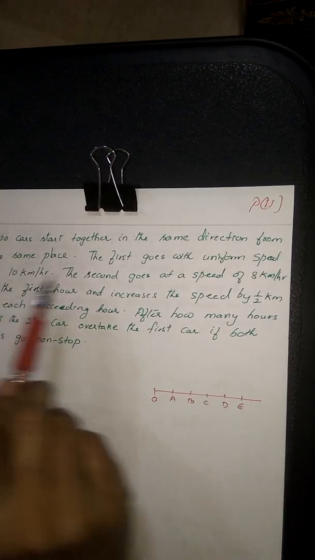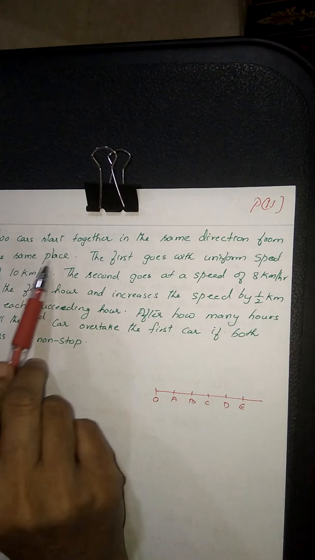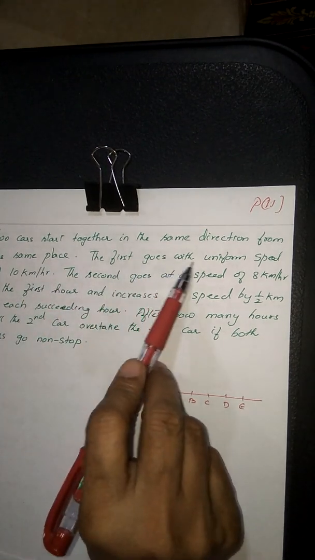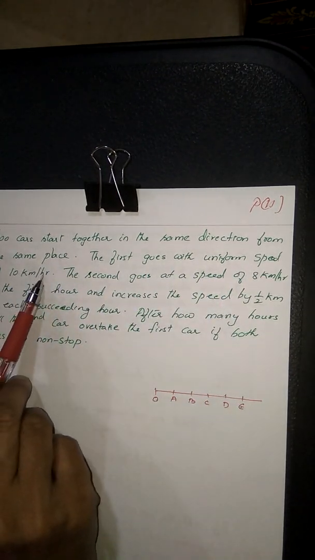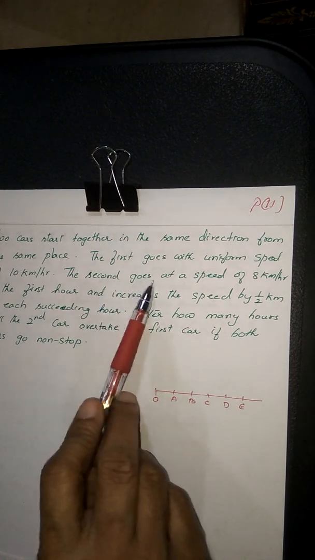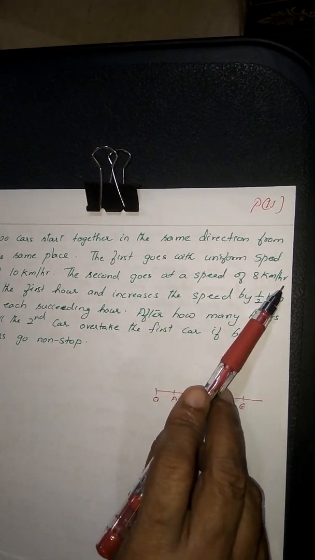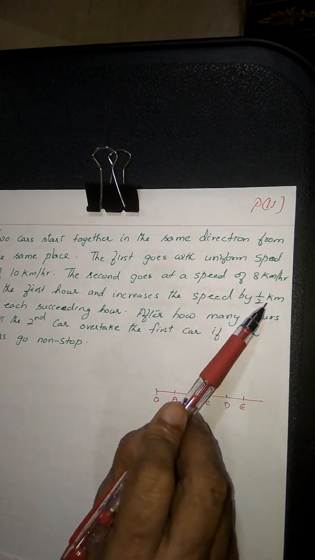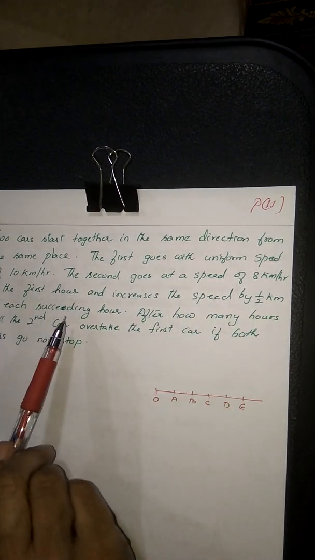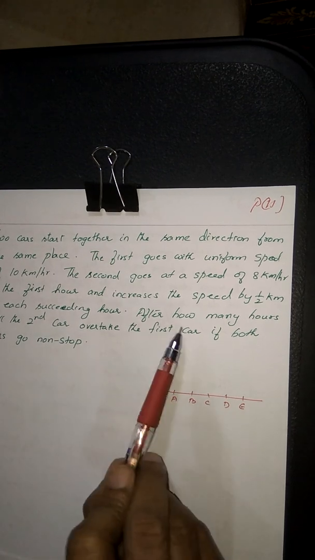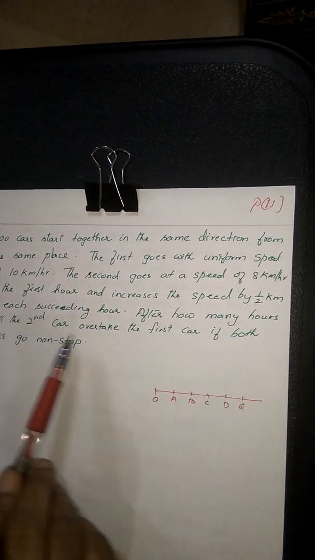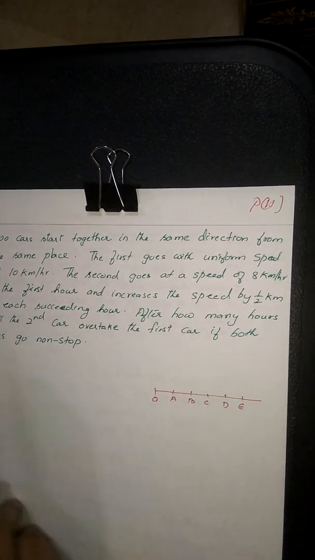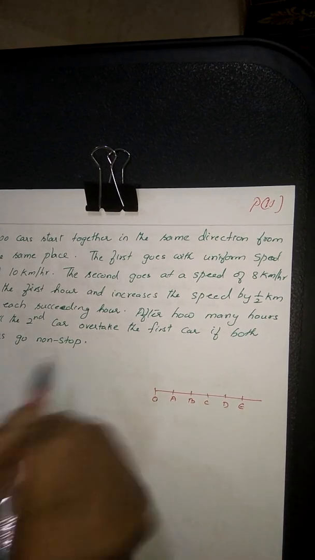Two cars start together in the same direction from the same place. The first goes with a uniform speed of 10 km per hour. The second car goes at a speed of 8 km per hour in the first hour and increases the speed by half a kilometer in each succeeding hour. After how many hours will the second car overtake the first car if both the cars go non-stop?